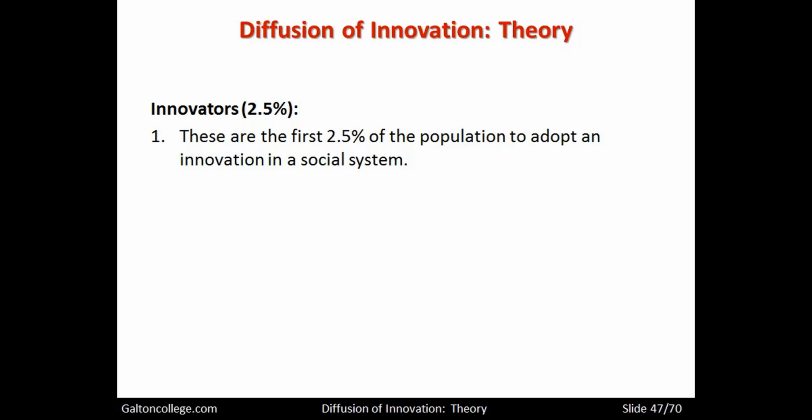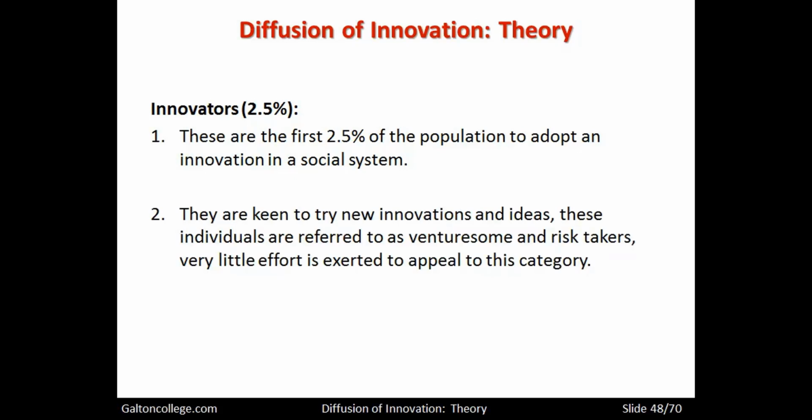So these are the innovators, the ones who are very keen on new ideas and will consider new ideas as they come out. They're keen to try out new innovations and ideas. These individuals are referred to as venturesome and risk takers. Very little effort is exerted to appeal to this category. So the people with the innovative ideas don't have to work hard to get the innovators interested. The innovators are risk takers. They like the idea of new ideas. They want to be involved with new ideas. It doesn't mean all the new ideas are going to be successful, but they want to try them out just in case. They want to be involved right at the start. They're innovative people.